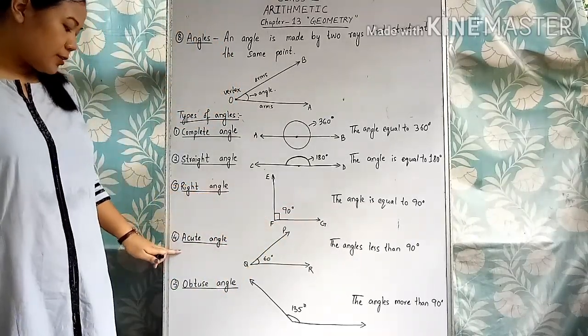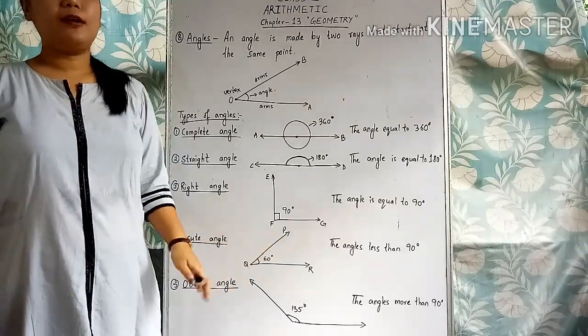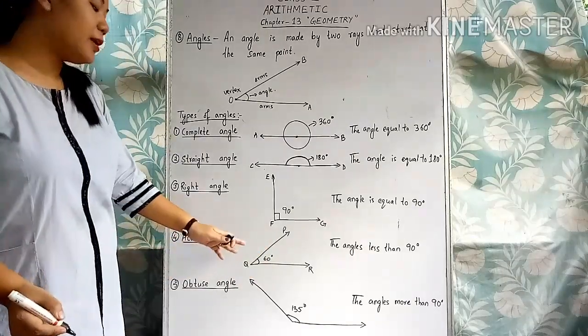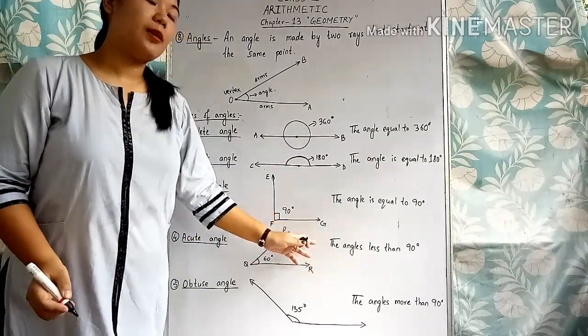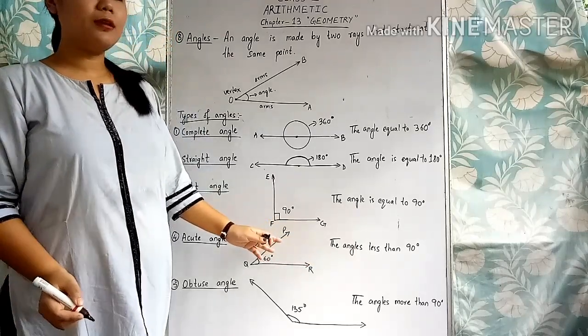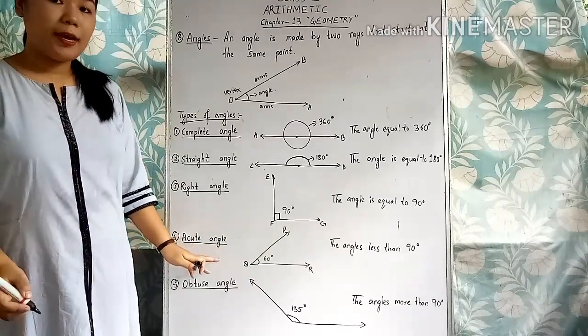Clear? Next is acute angle. Acute angle means the angles which are less than 90 degree. Here I have written 60 degree, so it can be any angle which is less than 90. It can be 30, it can be 45, it can be 50. Okay, those angles which are less than 90 degree are known as acute angles.